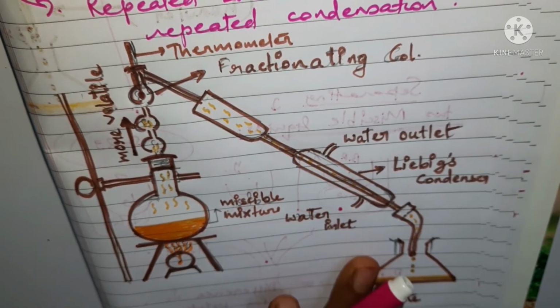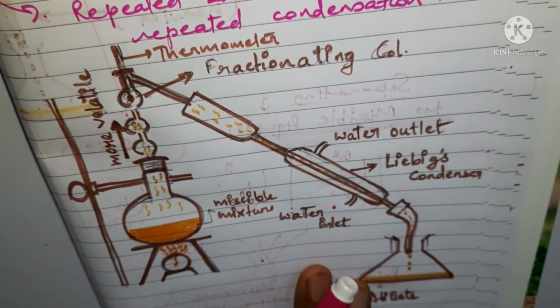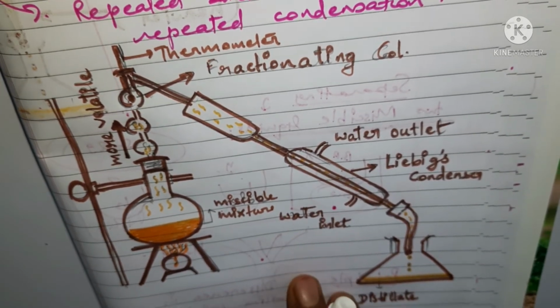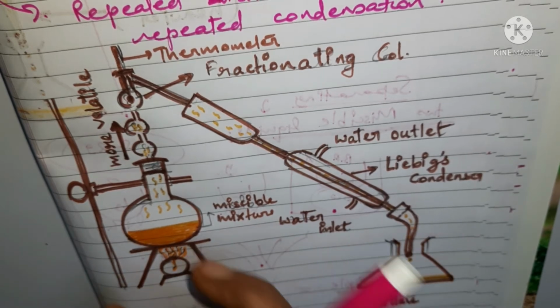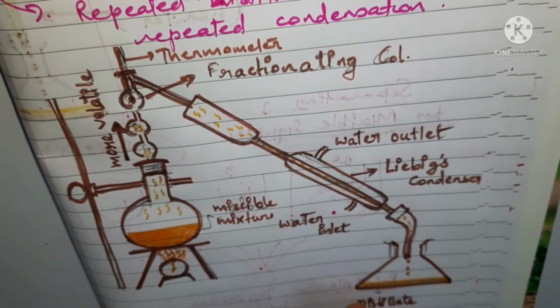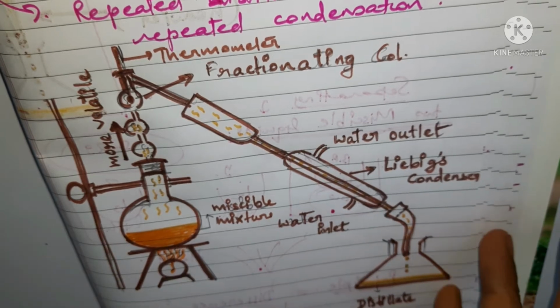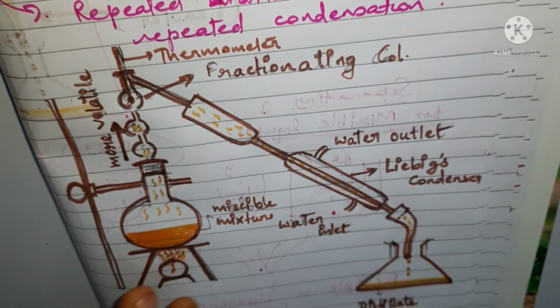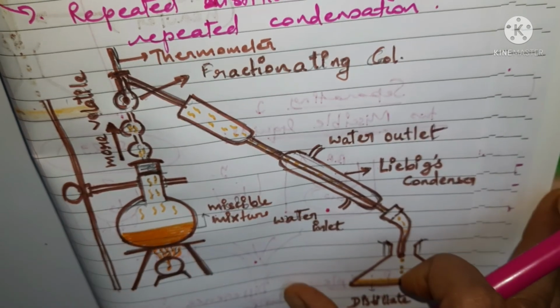Okay, and as I have told you, keep it under note that this process is useful only when the difference in the boiling points of the miscible liquids is about 20 to 25 degrees Celsius, or it could be 10 to 20 degrees Celsius.